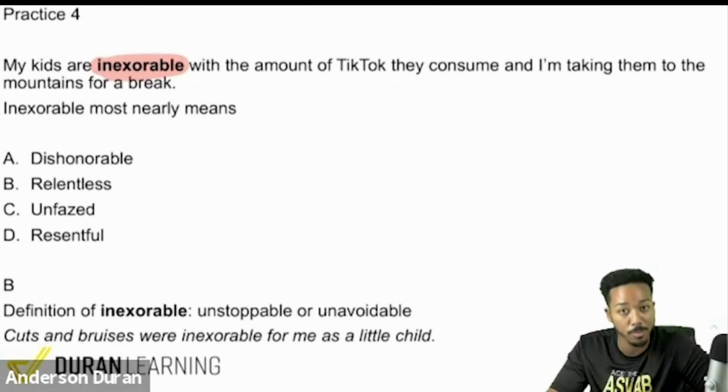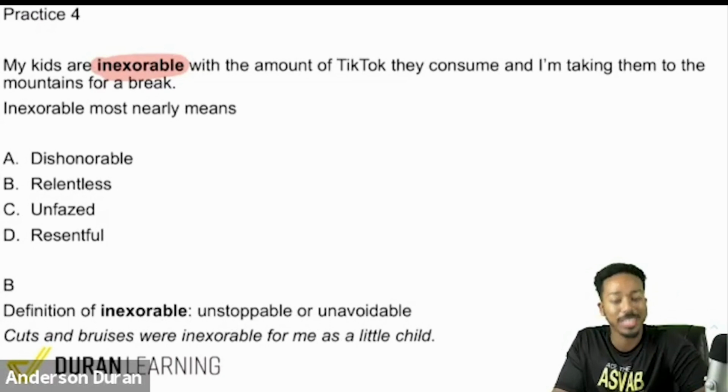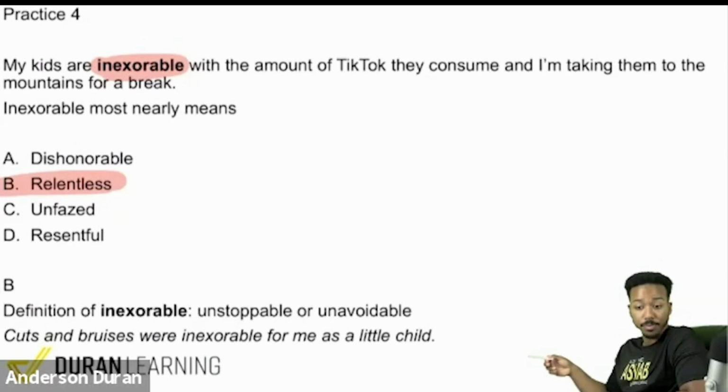So my kids are inexorable with the amount of TikTok they consume, and I'm taking them to the mountains for a break. They won't stop. They're relentless. That fits the bill there. And so the pure definition of inexorable is unstoppable or unavoidable. So everyone here should be inexorable with their studying. Am I right or am I right? I know I'm right. All right, cool.